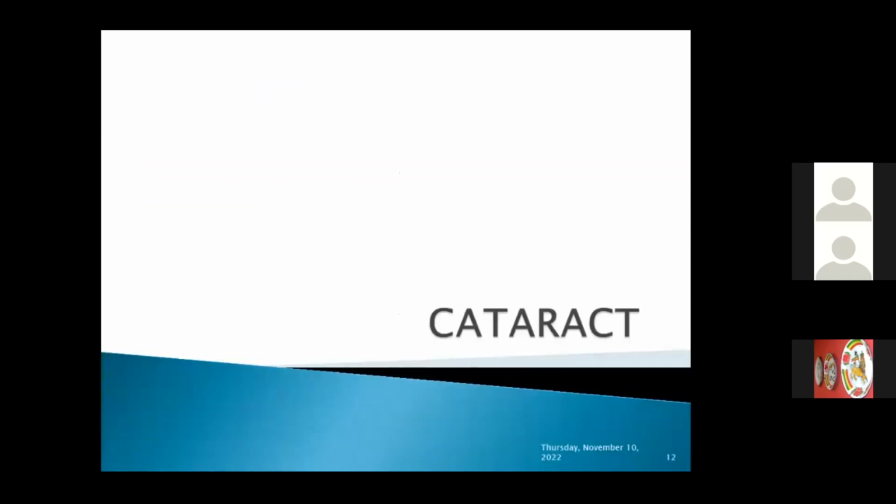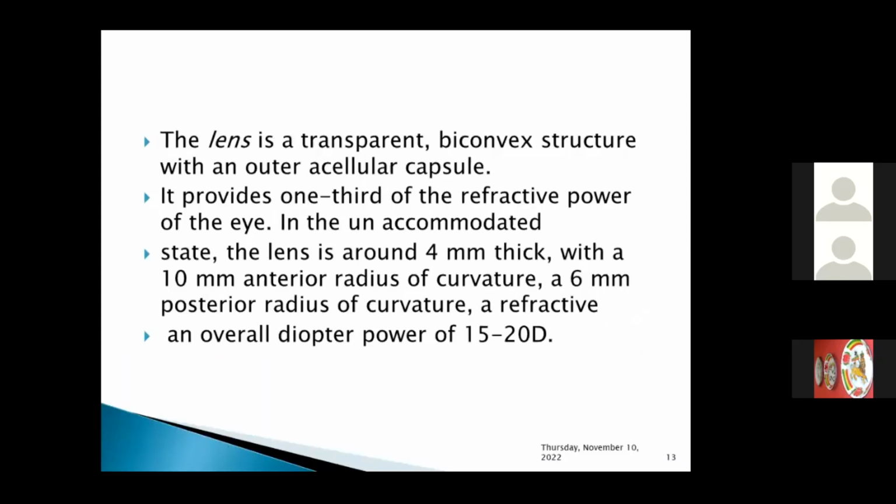So let's come to the first disease that we'll discuss: cataract. As you know, cataract is opacification of the lens. The cause of that opacification can be very different. The lens, as you have seen from the previous picture, is a transparent biconvex structure with an outer acellular capsule.